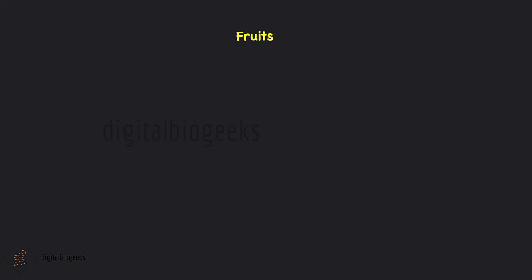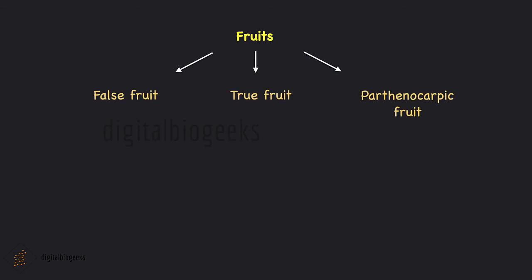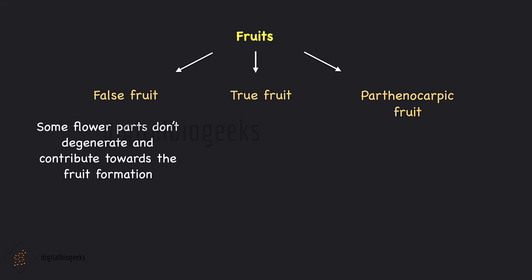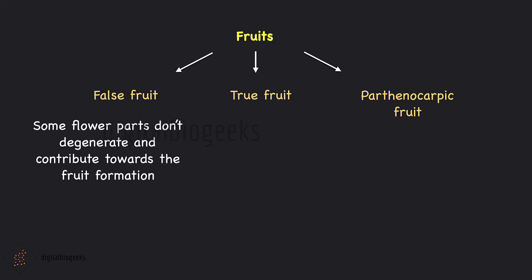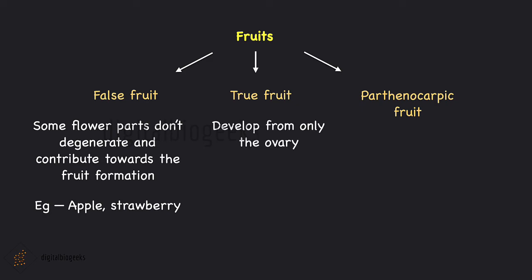Fruits can be divided mainly into three types: false fruit, true fruit, and parthenocarpic fruit. In false fruit, some flower parts do not degenerate and contribute towards the fruit formation. Example, in apple and strawberry, the thalamus contributes to the fruit formation. True fruits develop from the ovary. All the floral parts degenerate and fall off. Example, cherries and plums.